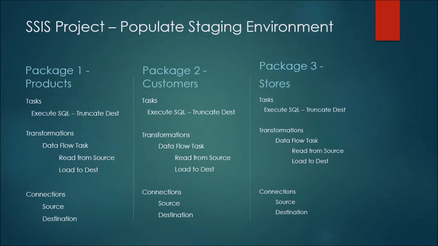As we can see in the slide here, the commonly used pattern for staging loads is the truncate and load pattern. In this case, we have three packages for three dimension tables: products, stores, and customers, each actually doing the same operation. We have a control flow task where we truncate the staging table, and then in the data flow task we read from the source and then populate the staging table. Such patterns can be effectively automated with BIML and BIML script with very minimal code.